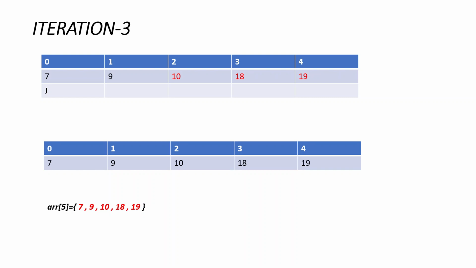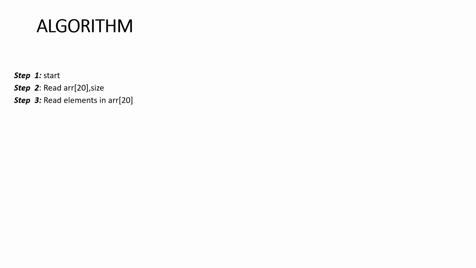Now let us see the algorithm for this. Up to now we saw the process. Now we are going to discuss the algorithm. In step 1, I am going to start. In step 2, I am reading arr of size 20 and the size variable. In step 3, I am going to read the elements in arr of 20.